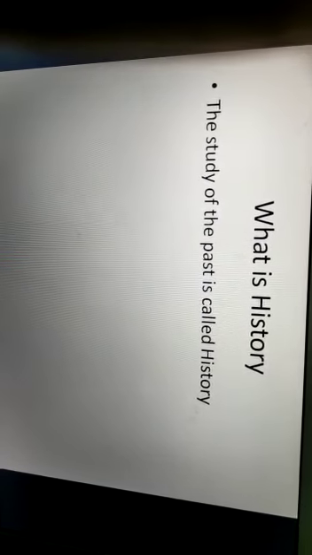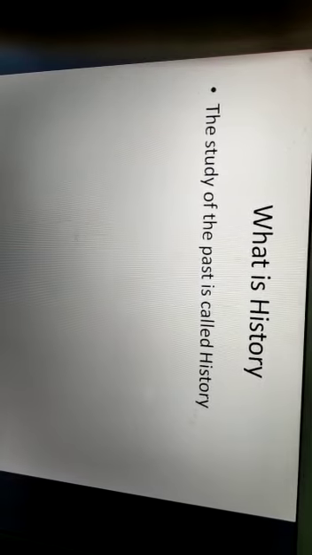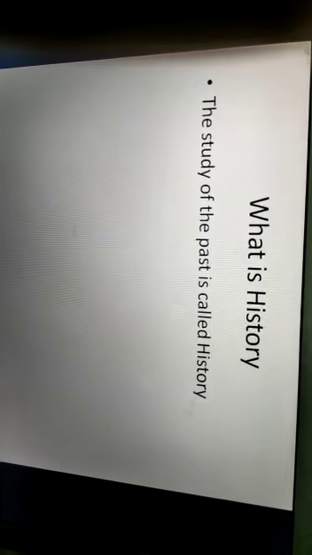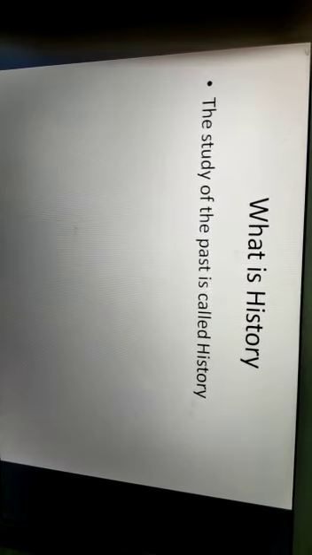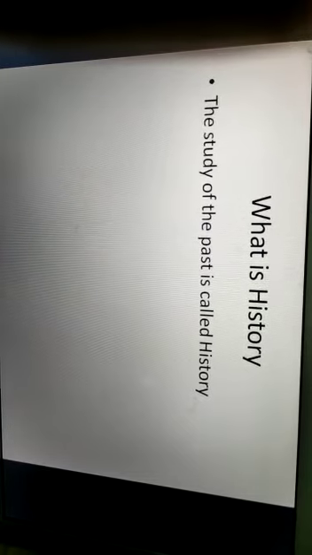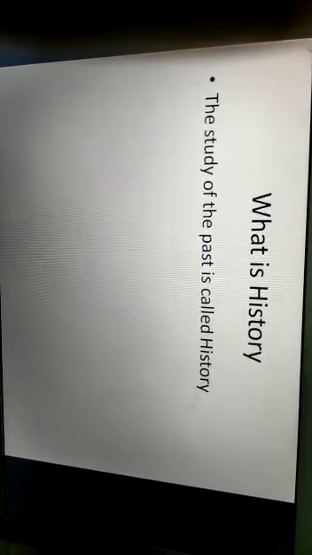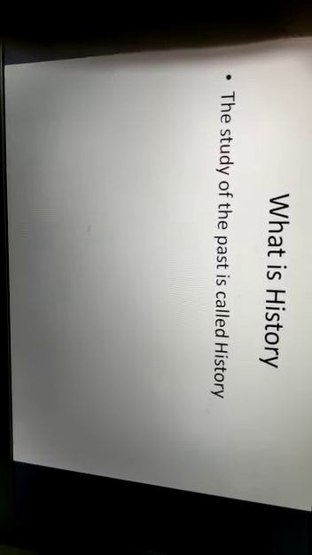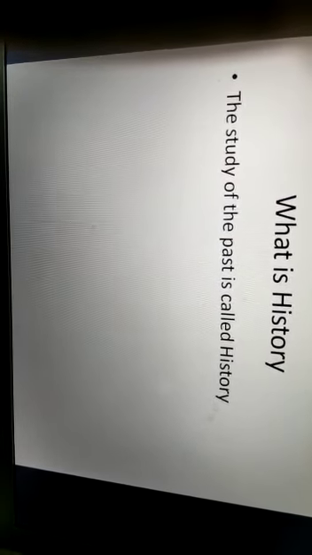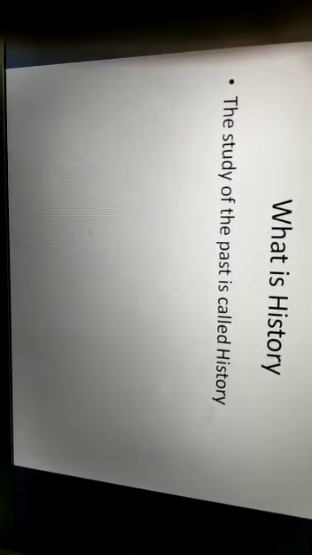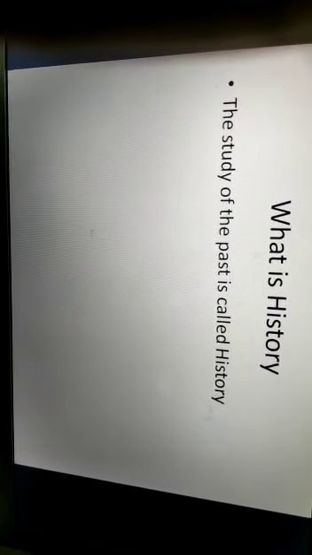Have you ever wondered what your parents used to do when they were your age? Where they lived? Which school they went to? Or which games they used to play? Have you ever heard stories from your parents or grandparents about their childhood days? All such stories tell us about the past, a time before now. So the study of the past is called history.